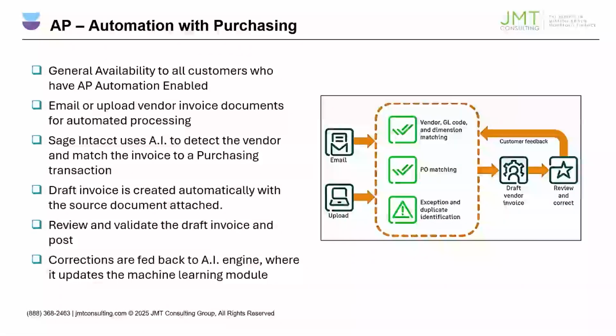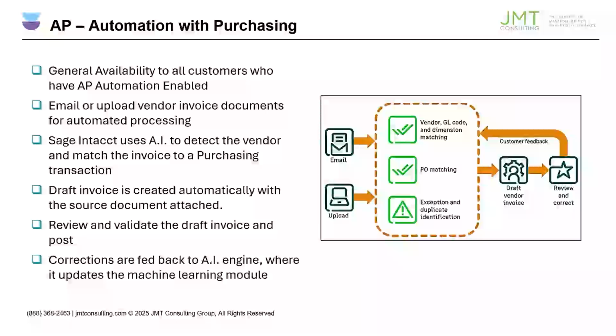Yeah. So this is accounts payable automation with purchasing. This is also the second time this feature was mentioned this year. It was also mentioned in release 1. And how it works in Sage Intacct is that this feature is now available to all customers who have API automation enabled. It streamlines the entire invoice entry process and reduces the need for manual data entries.